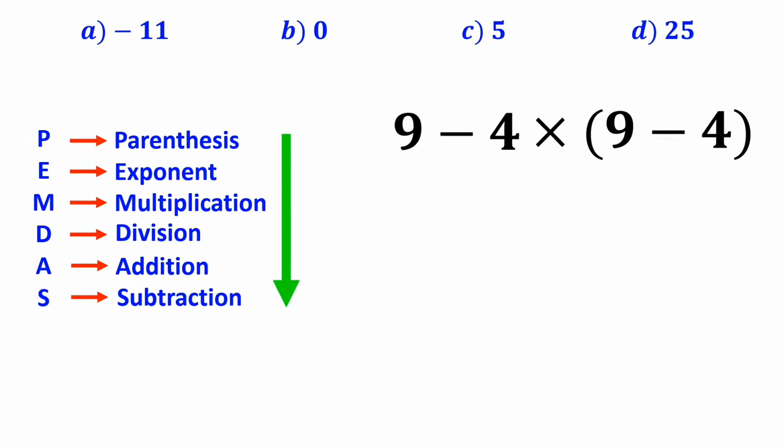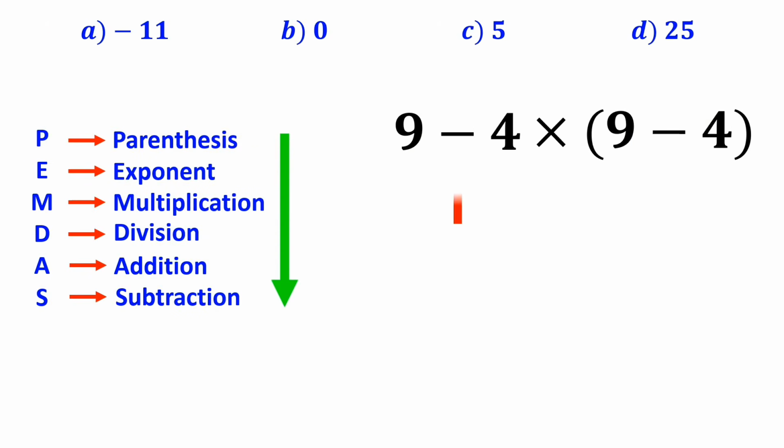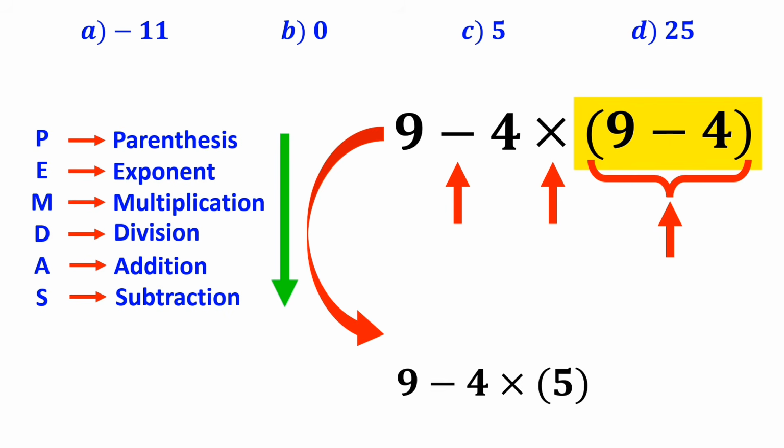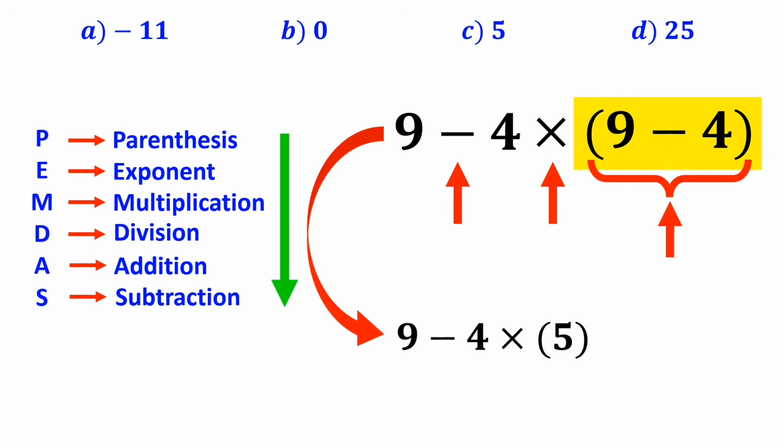As you can see in the image, in this expression we have a subtraction sign, then a multiplication sign, and finally parentheses. We must start with the parentheses because they have the highest priority among all operations. So we can write this expression as 9 minus 4 times 5.